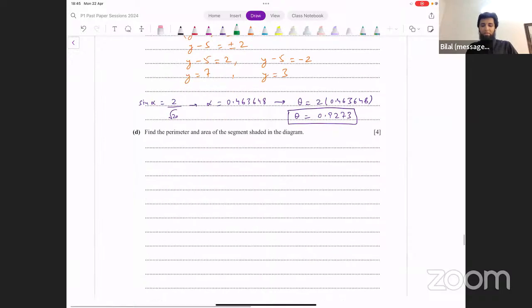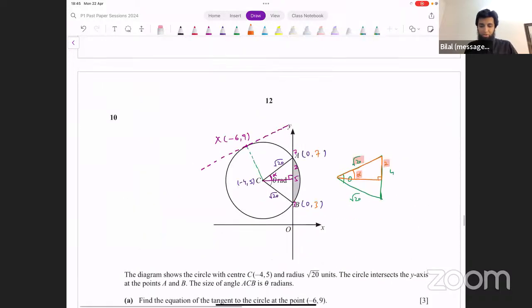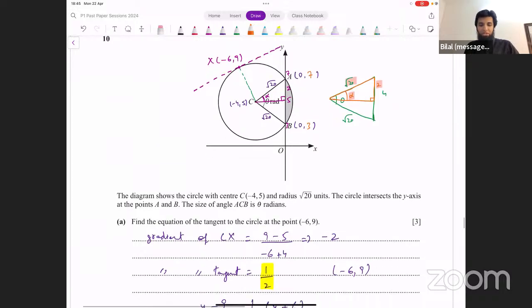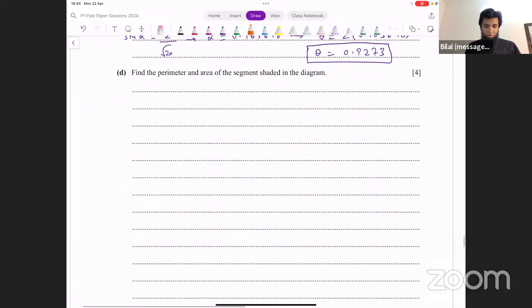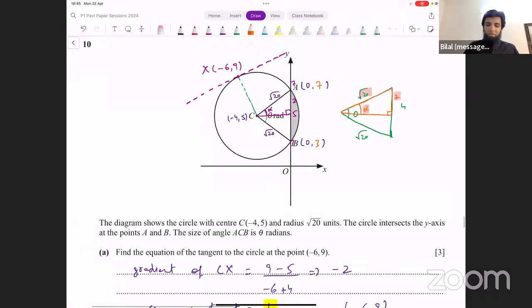Now let's look at part D. It says find the perimeter and area of the segment shaded in the diagram. Yeah, make sure to keep revising. If you're forgetting anything, make sure to revise everything regularly. Revise the notes regularly. Okay, find the perimeter and area of the segment. That's pretty straightforward. Now, what's the perimeter of this shaded part? There are 2 sides. One is this, that's 4 units. We already know that. What about this arc length AB? You can find that now. You've got the radius, you've got the angle. You can find that arc length.